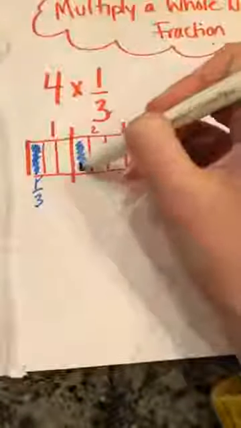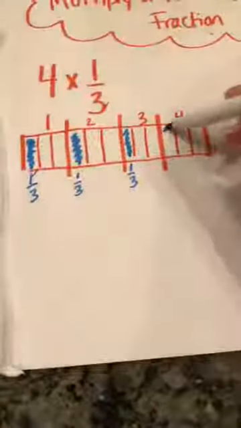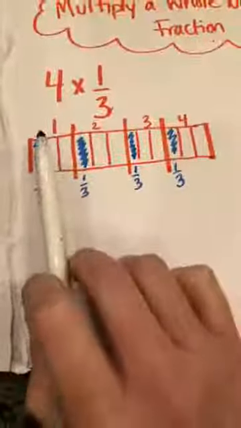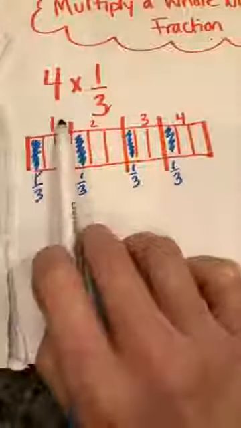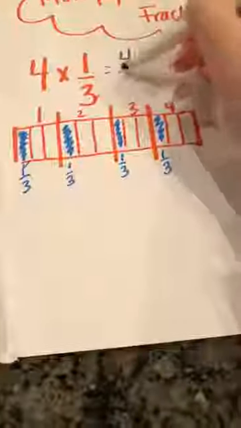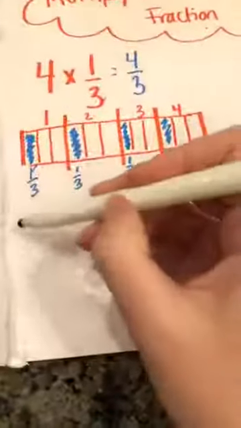So I'm going to take each 1/3. That's 1/3. 1/3. 1/3. And 1/3. And what students will start seeing is that there's 1/3 in the number 1, there's 1/3 in 2, so therefore there must be 4 thirds in 4 wholes.